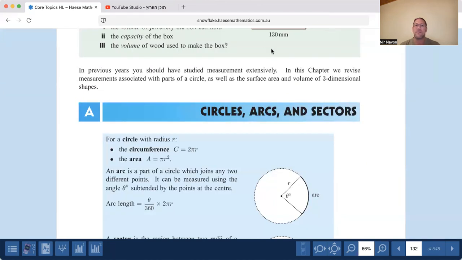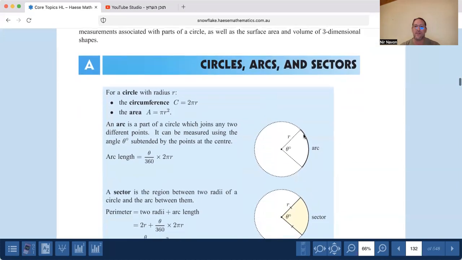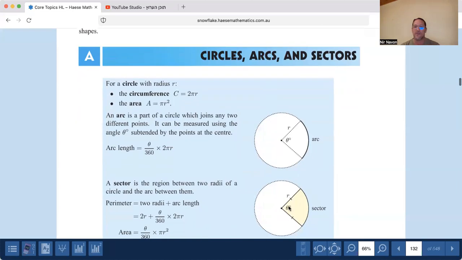So, circles, arcs, and sectors. So we have a circle. This would be an arc, and here is a sector, which is part of a circle. For a circle with radius r, the circumference, as we know, is 2 pi r, and the area is pi r squared. An arc is a part of a circle which joins any two different points.